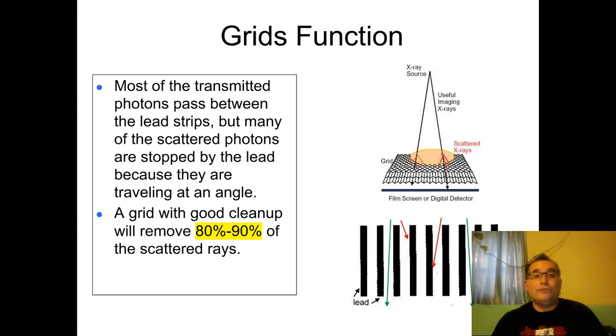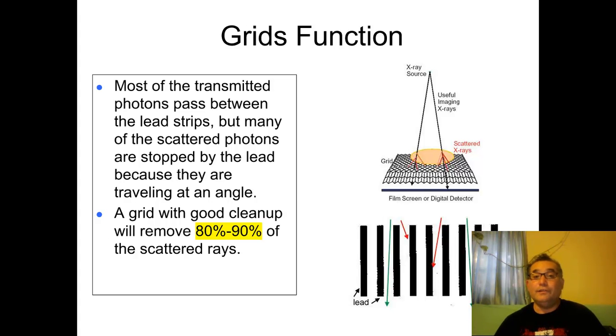So most of the transmitted photons pass between the lead strips, but a lot of them, the scattered ones, are going to be stopped by the lead because they are traveling at an angle, right? If we remember, you have your X-ray source, you have your part, and after, in that remnant beam, you have some photons that are going to come through, and even though this green line here is at an angle, it still is transmitted. However, these photons represented by the two red arrows are at an angle, so their deflection creates a situation where they will interact with a lead line and be destroyed.